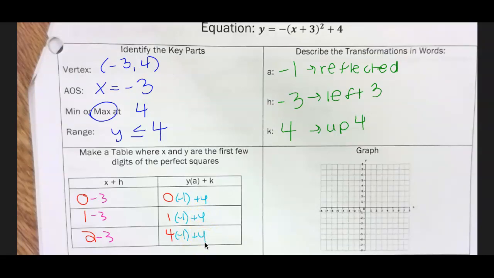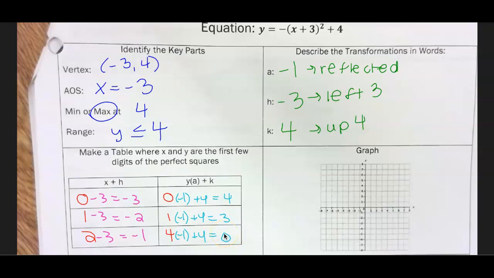I just do some math. 0 minus 3 is, 1 minus 3 is, and 2 minus 3 is. 0 times anything is. 0 plus 4 is. 1 times negative 1 is. Negative 1 plus 4 is. 4 times negative 1 is. Negative 4 plus 4 is.